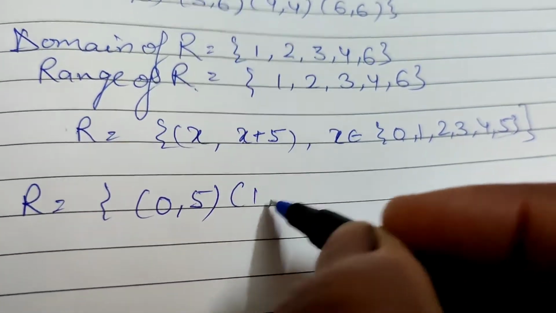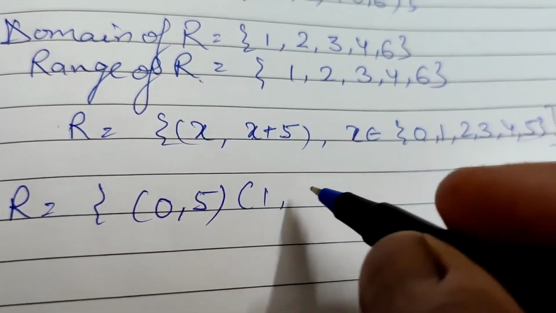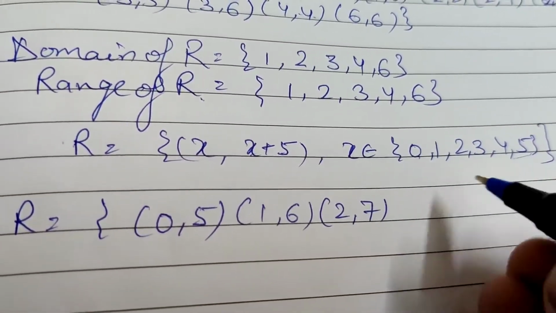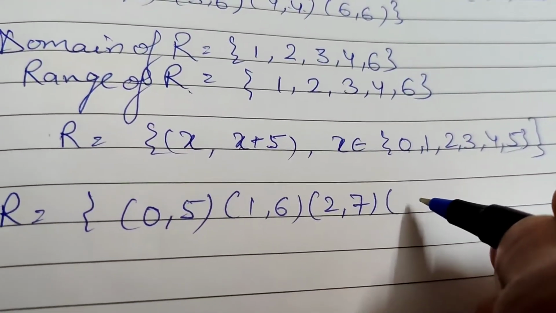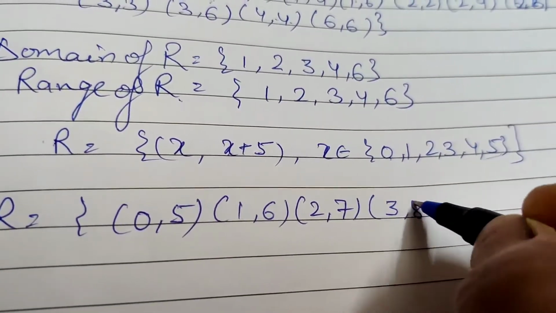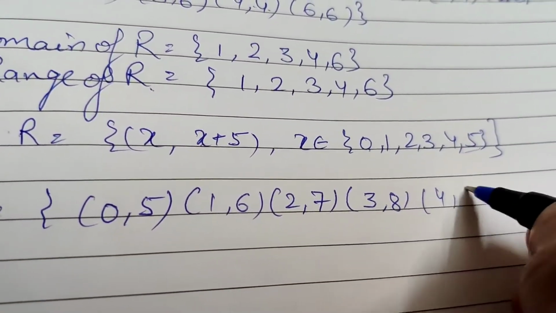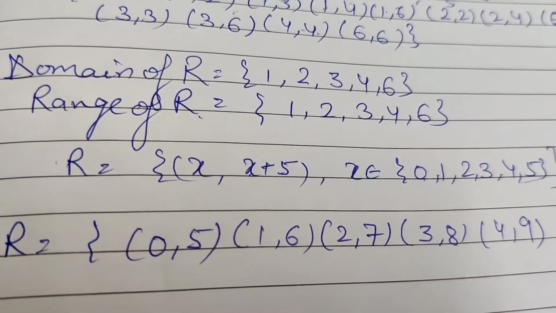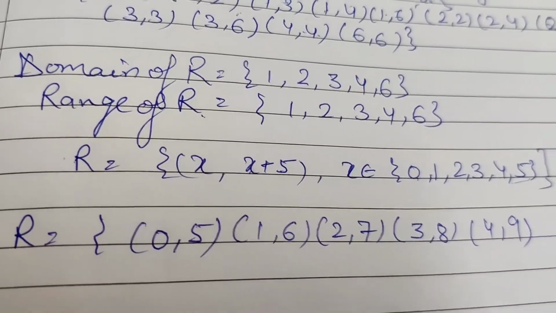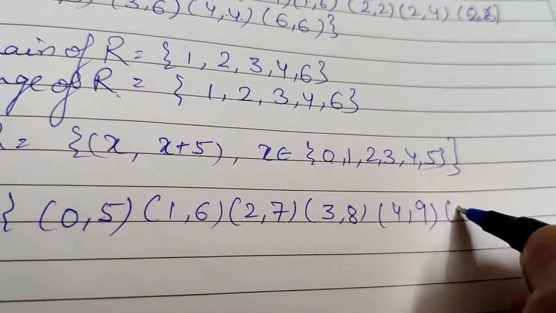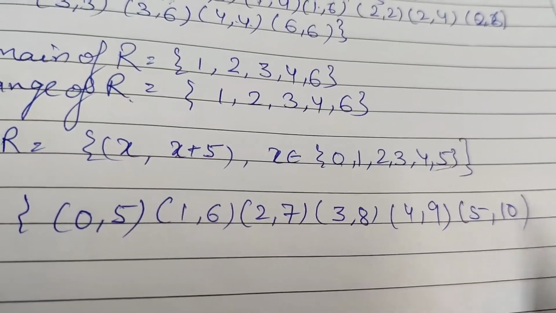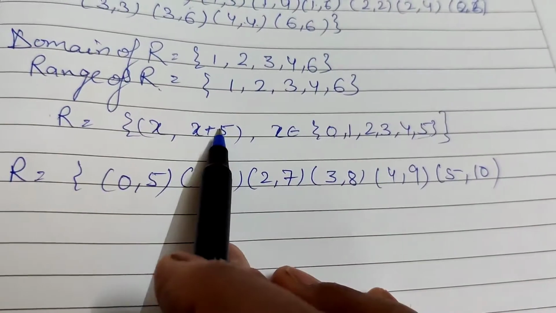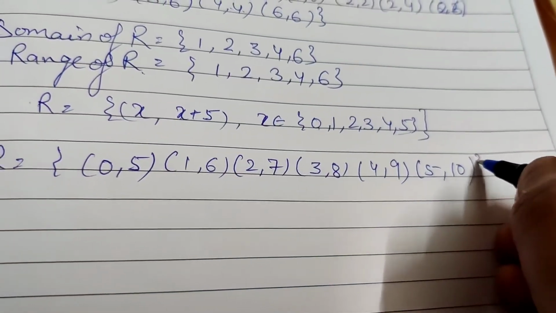If x is 1, then 6: (1, 6). Then (2, 7), (3, 8), (4, 9), and (5, 10). It will be made only up to here: x = 5, 5 plus 5 is 10. This is the relation set.